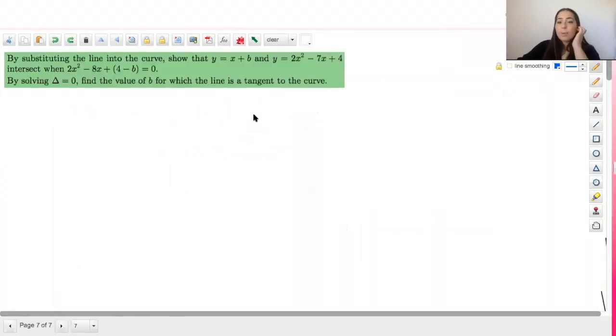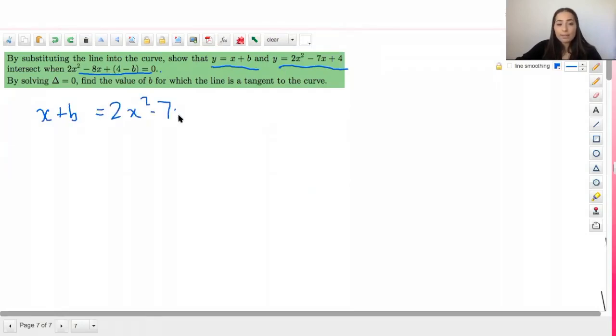This example is a little bit more advanced, but I just want you to remember the basic concept of discriminant. When it's greater than 0, we have 2 roots. When it's equal to 0, we have 1 root. When it's less than 0, we have no roots. Okay, so it says, by substituting the line into the curve, so this is the line and this is the curve, show that they intersect when this equals 0. This is just finding intersection points. To find intersection points, we equate the curves. So I'm going to equate these two curves. I get x plus b equals 2x squared minus 7x plus 4.